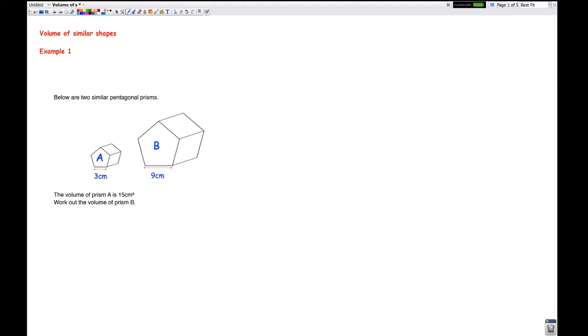So, volume of similar shapes. Very similar to area of similar shapes, which you will all have completed by now if you're watching this video. I'm just going to run through this as our first example. Firstly, you start off with the length scale factor, which is the larger length divided by the smaller length, so the length scale factor is 3. 9 divided by 3 is 3. The volume scale factor, this is what's different here, is the length scale factor cubed, which is different to before. So 3 cubed is 27. To get from here to here, we cubed it.